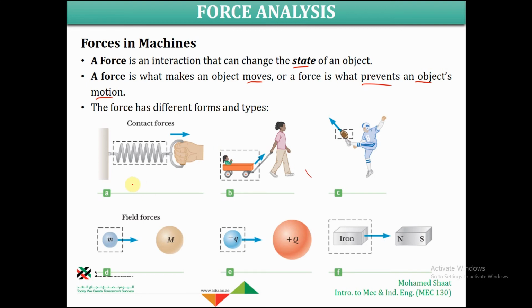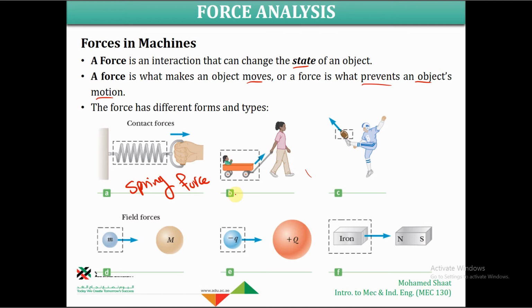So this is a spring force. Like when you try to push or stretch a spring, or even compress a spring. So this is a spring force. It has some specifications that you will learn in more detail when you study the statics and dynamics classes. Also, the force could be in the form of a tension force.